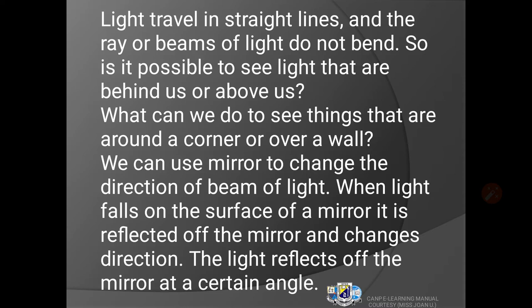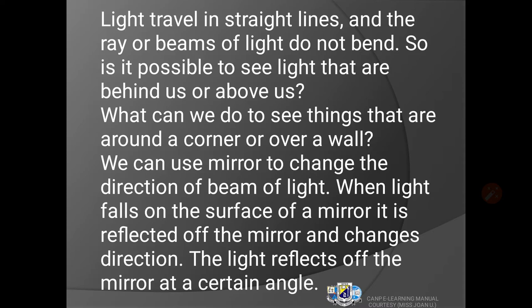with the help of what we call a mirror. We can use a mirror to change the direction of a beam of light. When the light falls on the surface of a mirror, it is reflected off the mirror and changes direction. The light reflects off the mirror at a certain angle. We can do this with the help of a mirror because a mirror does not absorb any light at all. It reflects all the light in a different direction.